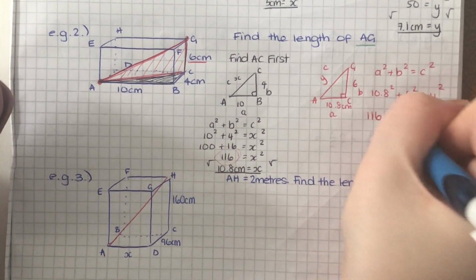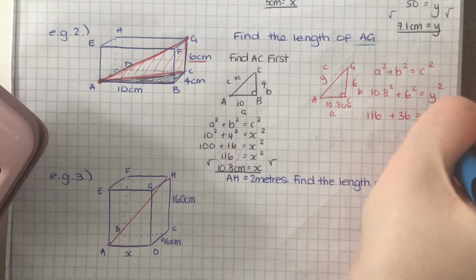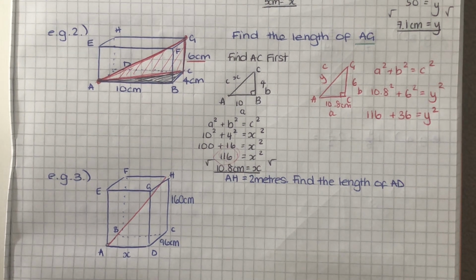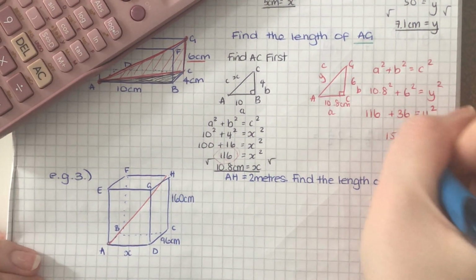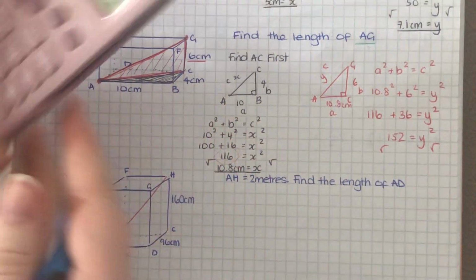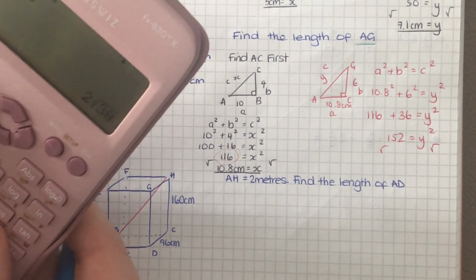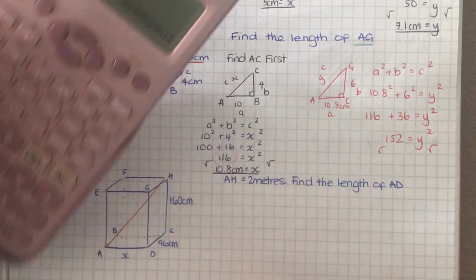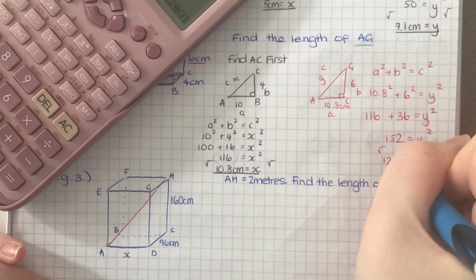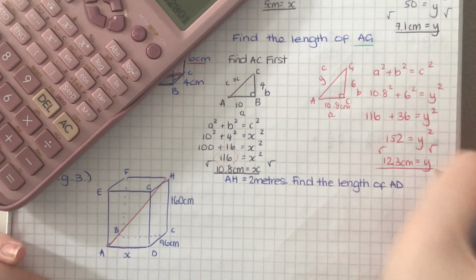So 116 plus 36 equals y squared. Okay, and then we can add those together, 152. And then we square root at the end. 12.3 equals y.